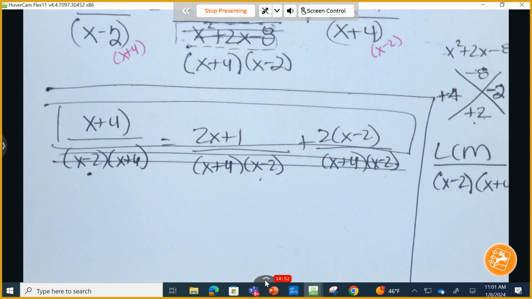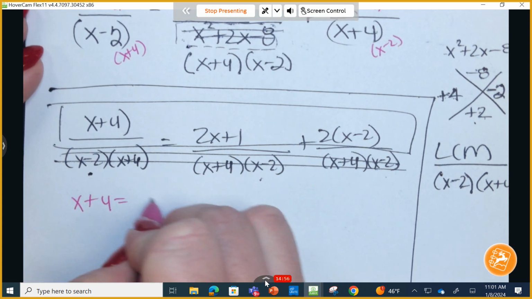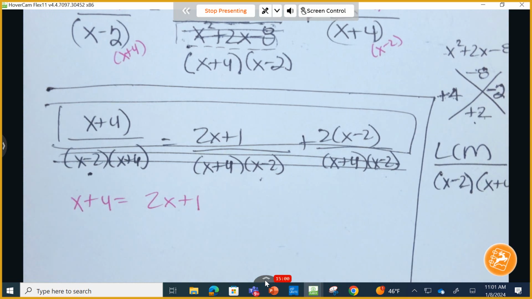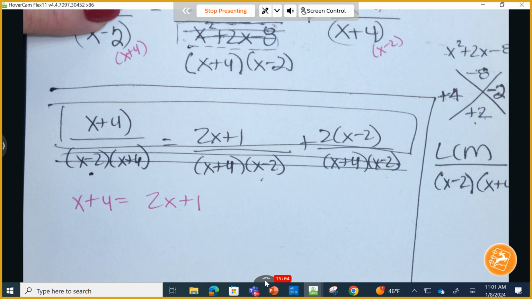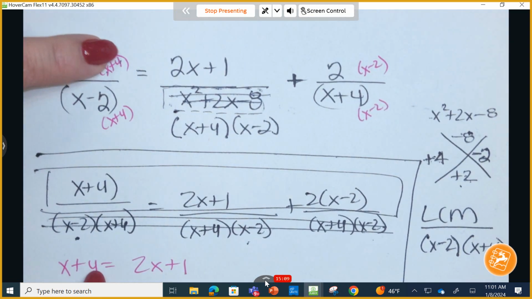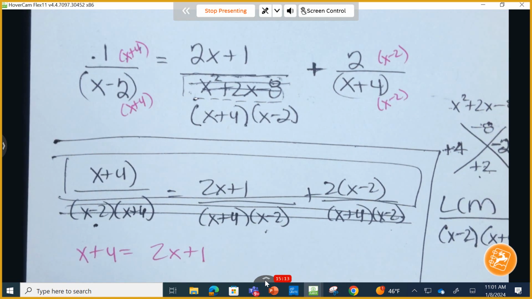Okay, so I have x plus 4 equals 2x plus 1. Oh, and I already see my mistake here. When I multiplied 1 times x, I should have been vocal with you. 1 times x is 1x, and 1 times 4 is 4. So some of you may have wondered what happened to the 1. Well, I've already distributed, just so you understand that.